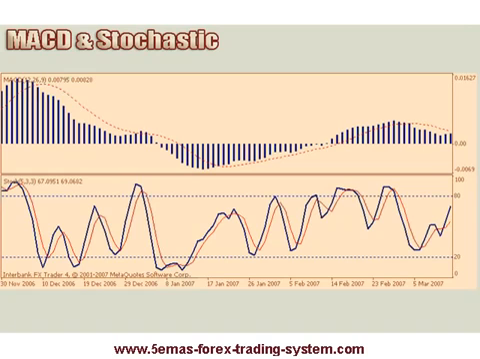As you can see, the stochastic display is split into 3 sections. When the lines are in the top section, it means that the market is in an overbought condition, and when the lines are in the bottom section, it means that the market is in an oversold condition. If the lines are in the middle section, then it simply means that the market is ranging.